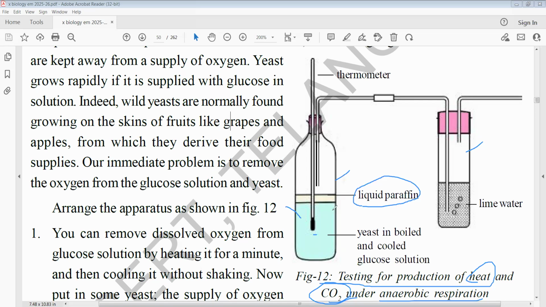Now on that you have to pour the liquid paraffin on the surface of the glucose solution. Why? Because this liquid paraffin does not allow oxygen to reach the glucose solution. Here, the experiment we are doing is anaerobic, so we have to avoid oxygen attaching to this solution. To avoid this, we pour the liquid paraffin. The paraffin prevents oxygen from entering the glucose solution.